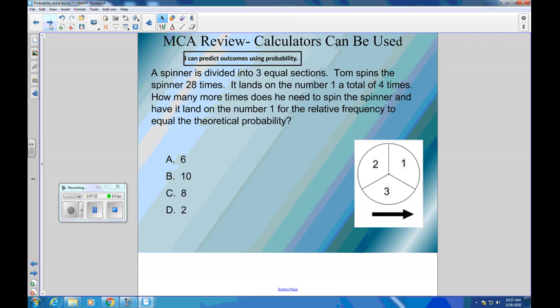This one is the same idea. So the spinner is divided into 3 equal sections. Tom spins the spinner 28 times. It lands on the number 1 4 times. So there's our experimental probability, 4 out of 28.